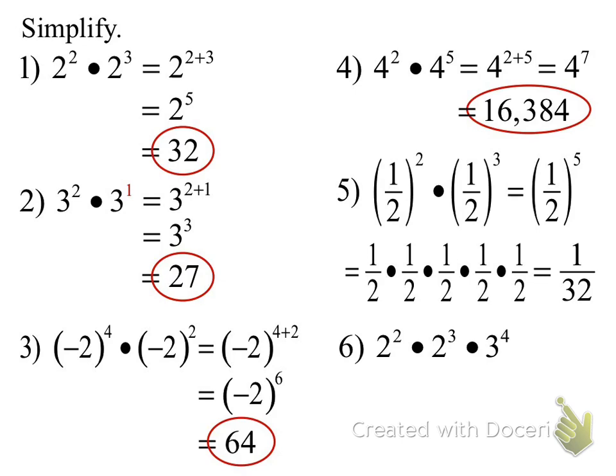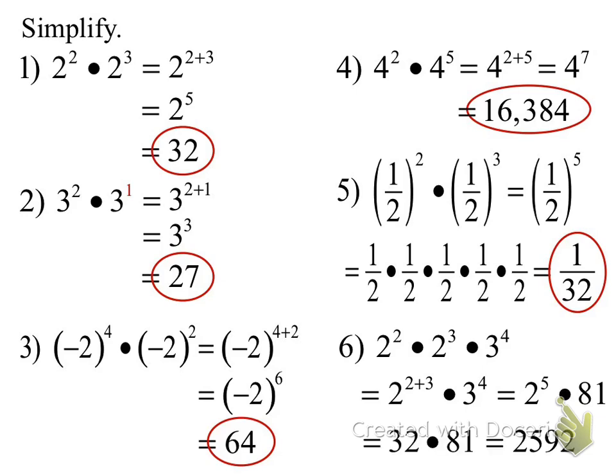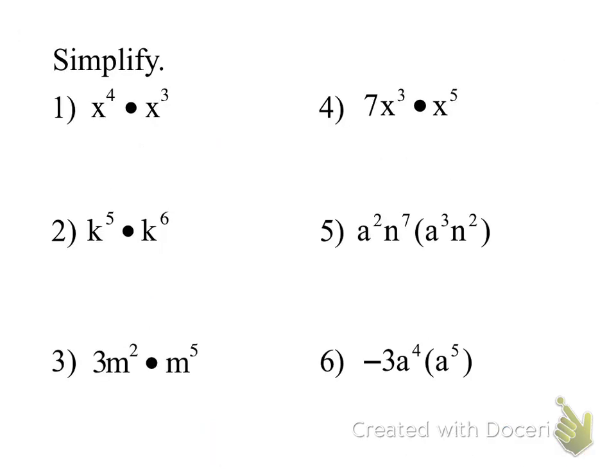Next one. Someone I haven't heard from, Max. I got 2 to the 5th times 3 to the 4th. Perfect. He noticed that the bases are not the same. Remember, we can't just add the exponents because 3 is a different base. The rule only goes for common bases. So 2 to the 5th and 3 to the 4th. 2 to the 5th is 32, and 3 to the 4th is 81. I will multiply it out for you, and that is 2,592. Questions?